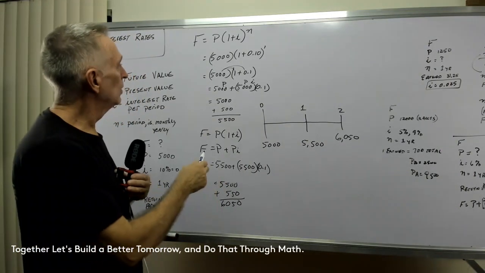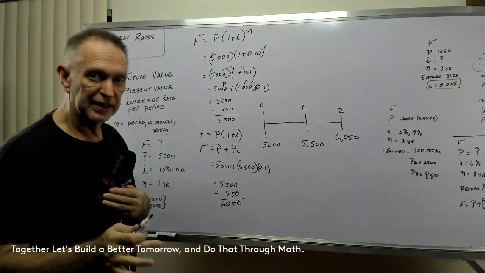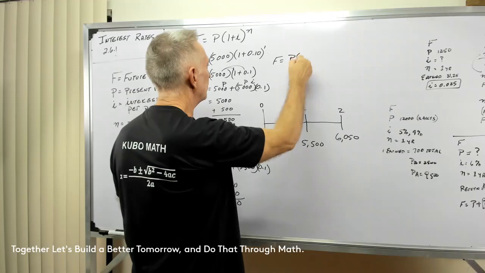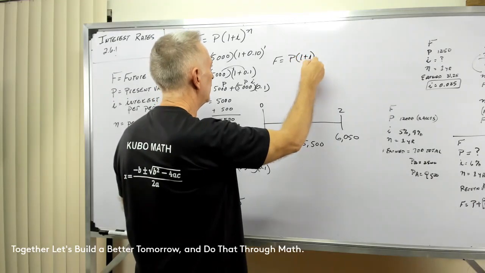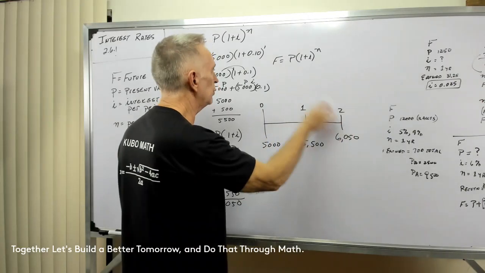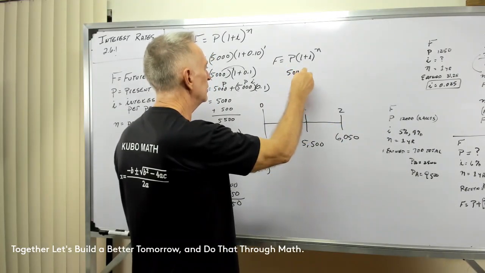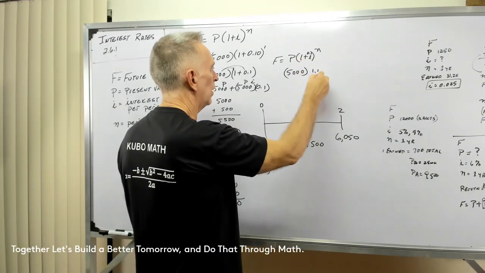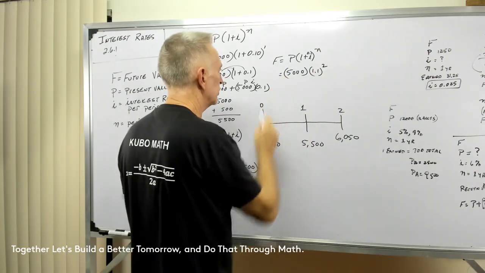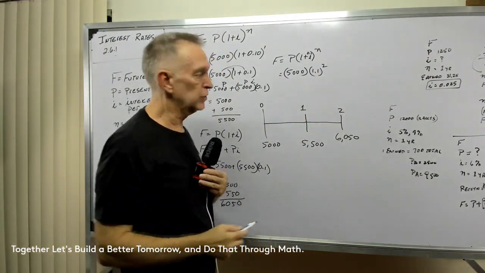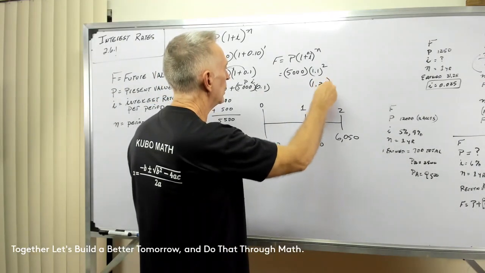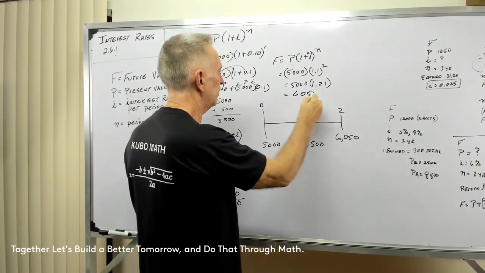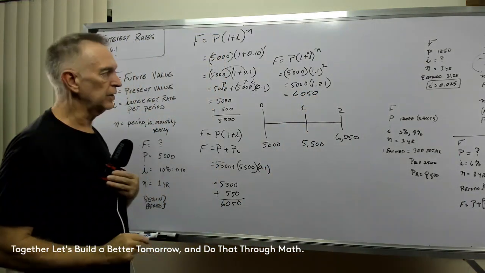Whoa. Well, we could go about that calculation in a different way. We could have just said, well, my future value equals my present value times 1 plus i to the n, where now n is 2 years. So I have 5,000 times 1 plus 0.1 is 1.1 to the 2 years. So 1.1 squared is 1.21 times 5,000. If you put that in your calculator, you'll get 6,050, which is exactly what we had here.